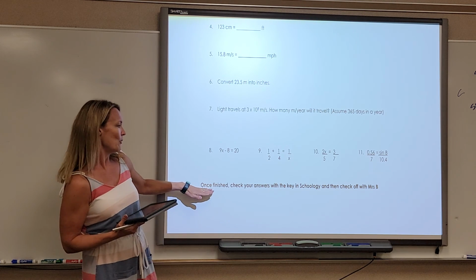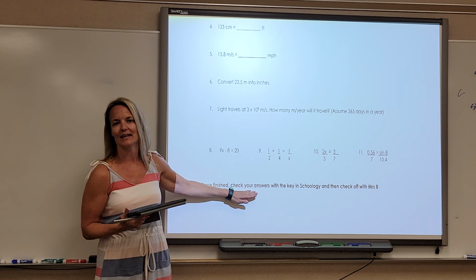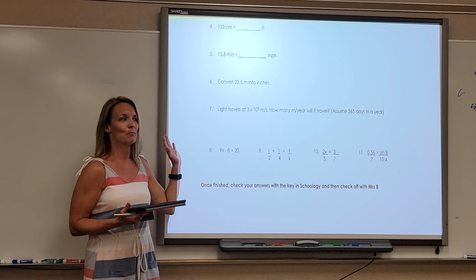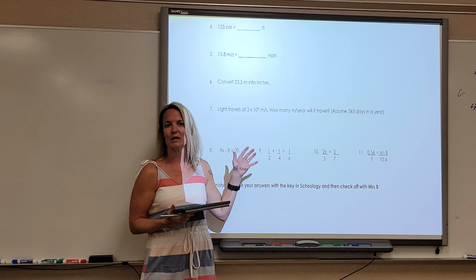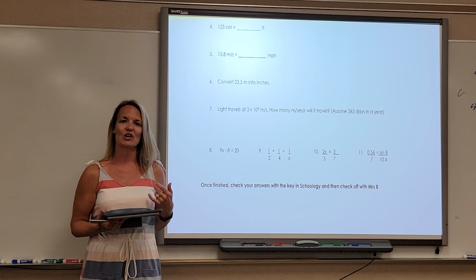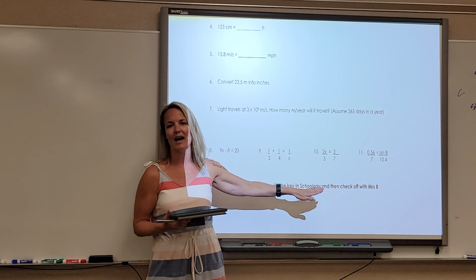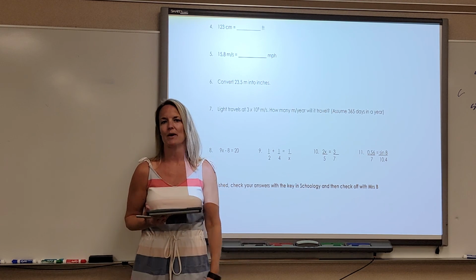So once you finish, check your answers with the key in Schoology. There is a key and it'll be labeled as such. So try it all, and then you're going to go to the key and you're going to grade your own. And then if you get any of them wrong and you're not sure why, then you're going to check with me and I will help you through it. If you're absent, you can either submit it on Schoology or you can bring it back and check it out with me.